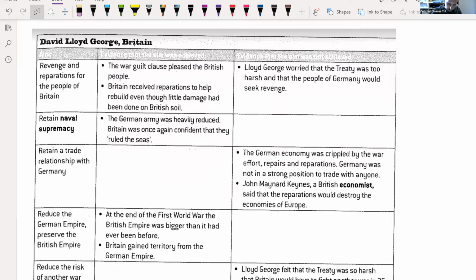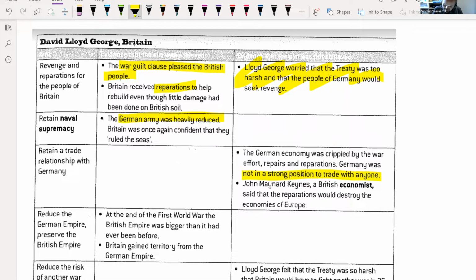So David Lloyd George and Britain, he wants revenge and reparations for the people of Britain. The war guilt clause pleased the British people, where Germany had to accept responsibility for starting the war. They got reparations. Again, Lloyd George worried that the treaty was too harsh. The German army was heavily reduced, as was their navy, so he was able to retain naval supremacy. Britain managed to keep the biggest navy in the world. Retain a trade relationship with Germany. Now, this didn't happen because they weren't in a strong relationship.